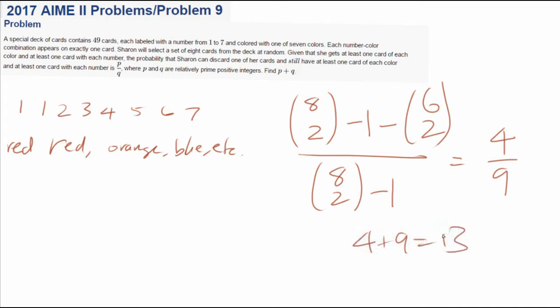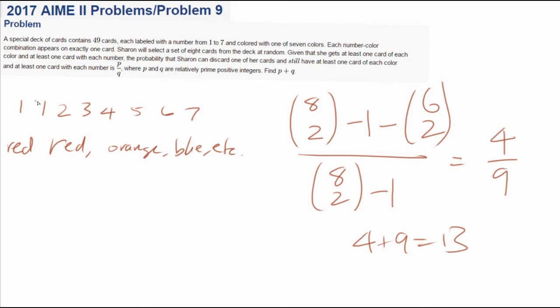Pretty easy for a number 9 AIME problem in my opinion. So let's go over that again because it was a bit confusing. So without loss of generality, assume she has 2 ones and 2 reds. There are 8 choose 2 ways to assign these 8 numbers to the 2 red cards, but you have to subtract 1 because they both can't be assigned to the number 1.